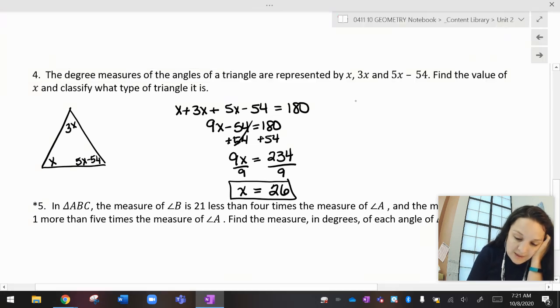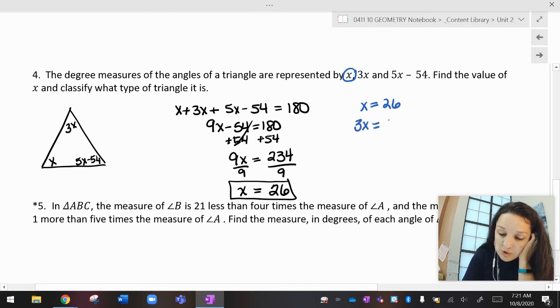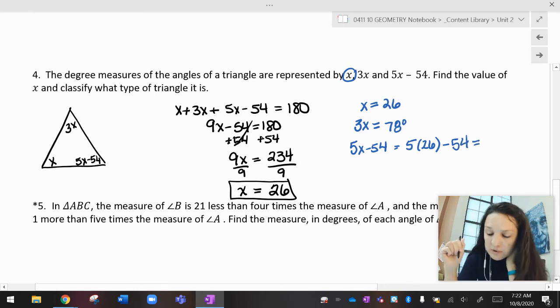So if I plug those x's in, x is 26. That's one of the angles. 3x would be 3 times 26, which is, let's see, 3 times 6 is 18. 3 times 20 is 60. 60 and 18 is 78. And then 5x minus 54. All right, this one's going to be a little bit tougher to do in my head. 5 times 26, take away 50, not 55, 54. You can obviously do this in a calculator, but my computer calculator is slow, so I'm not going to. 5 times 26 is 130. 130 take away 54 is 76.